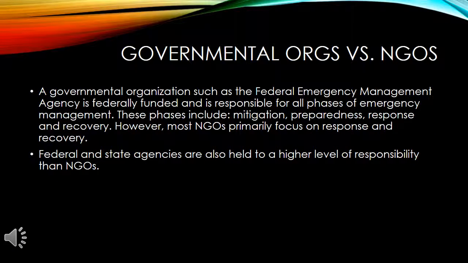Although they are similar in the aid that they provide, non-governmental organizations are different from governmental organizations. A governmental organization such as the Federal Emergency Management Agency, or FEMA, is federally funded and is responsible for all areas of emergency management, including mitigation, preparedness, response, and recovery. However, most NGOs primarily focus on the response and recovery phases. Federal and state agencies are also held to a higher level of responsibility than NGOs.